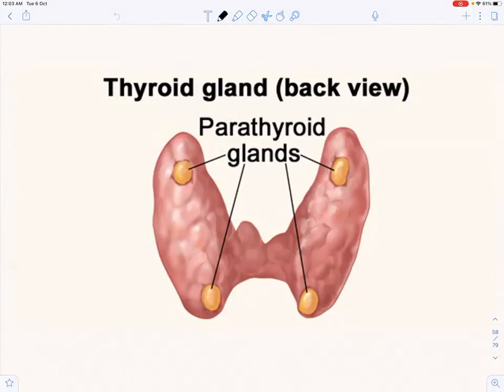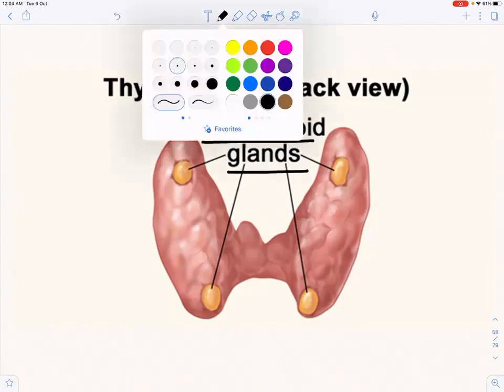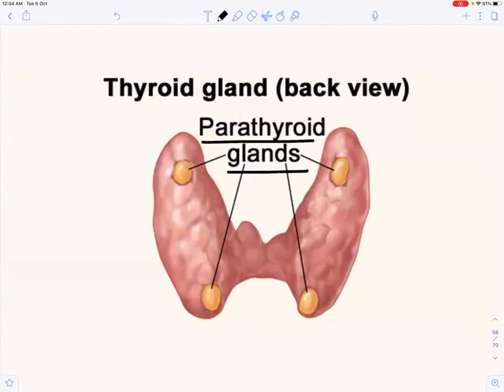And as you can see, we are going to start with parathyroid glands. We have already done the thyroid gland and we have done an overview of the chapter, and today we are going to do parathyroid glands, and these are small glands that are embedded.